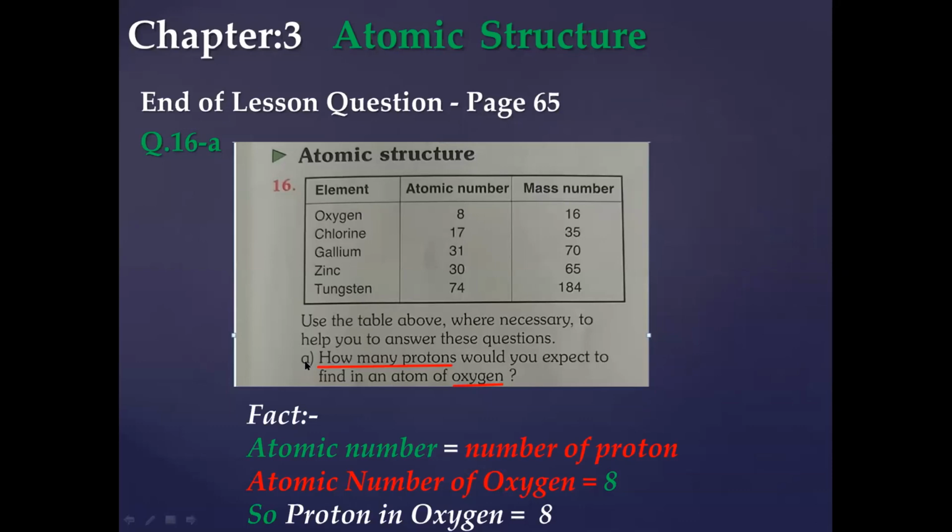Now I will read question A. How many protons would you expect to find in an atom of oxygen? The question is asking how many protons are in oxygen. Here, we know that atomic number equals the number of protons. So the atomic number of oxygen equals 8, and the atomic number stands for protons. So the protons in oxygen are also 8. Very good. Next question.